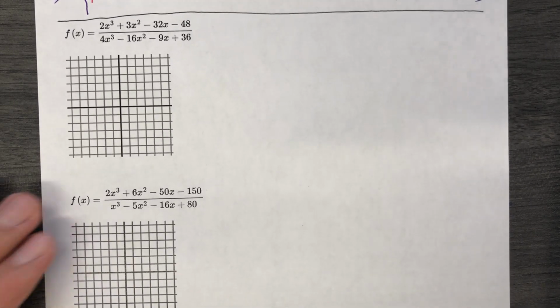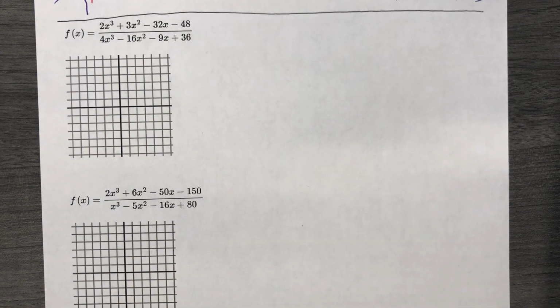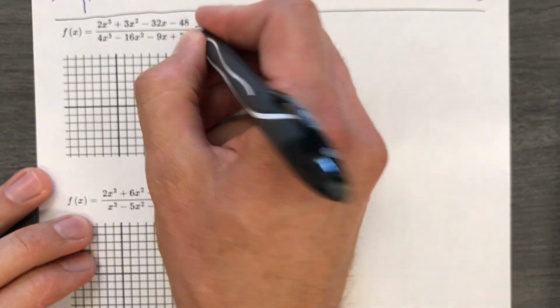We got a fun one. Look, 4 terms in the numerator, 4 terms in the denominator. Your first best guess would be factoring by grouping. Doesn't always work, but it's worth a shot.